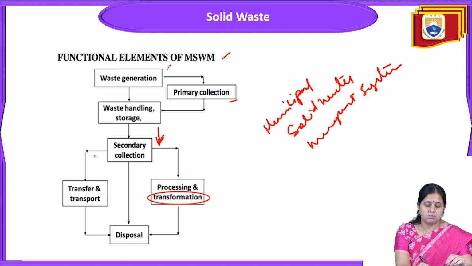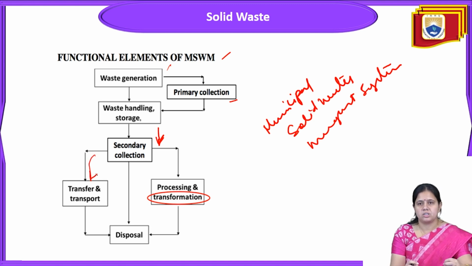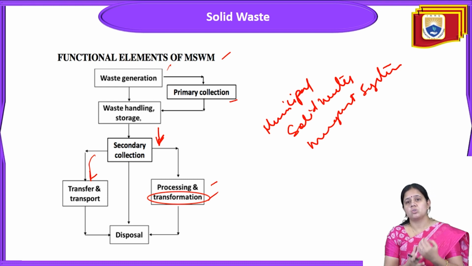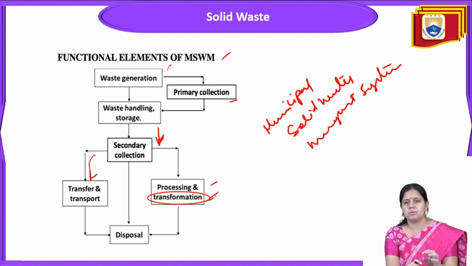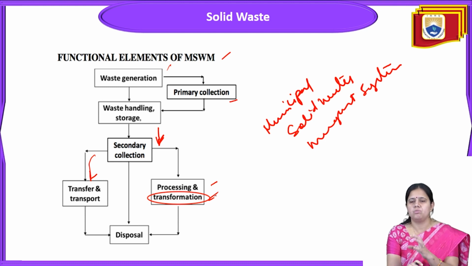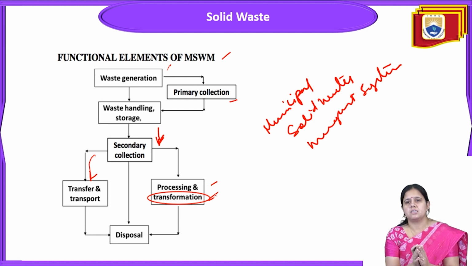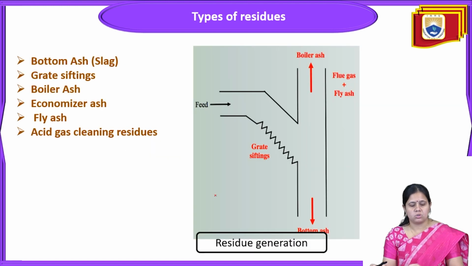From secondary collection, we look at which transfer and transport methods are adopted, and next is the processing and transformation of MSW. After the processing and transformation of this solid waste, disposal will follow. Processing and transformation require certain methods, because in the last lecture I discussed the flue gases coming from the incinerator plant. Today I will discuss the characteristics of these flue gases and their treatment.